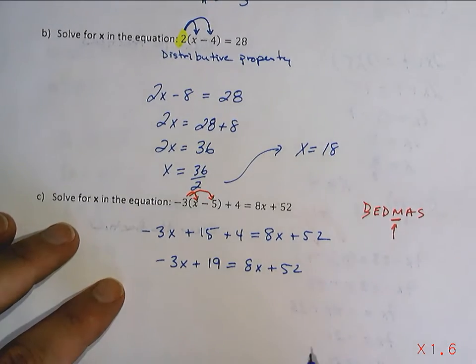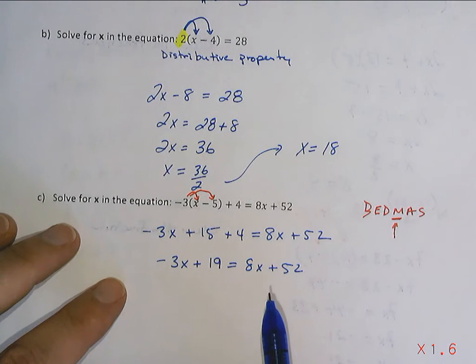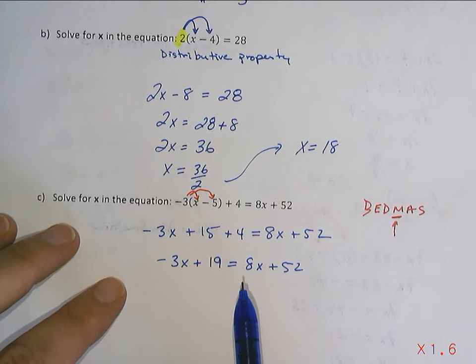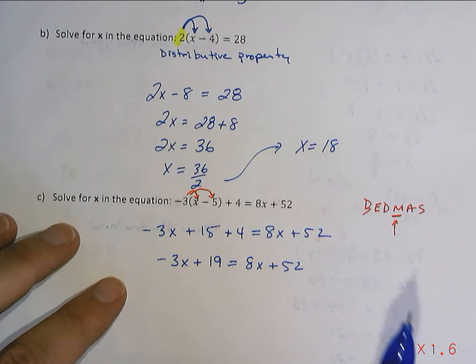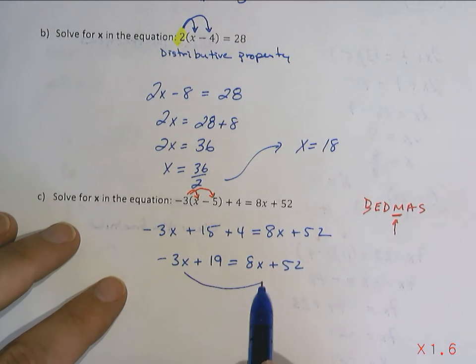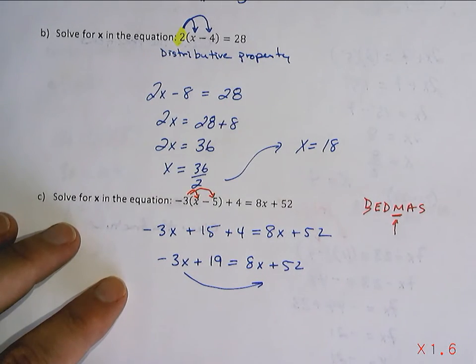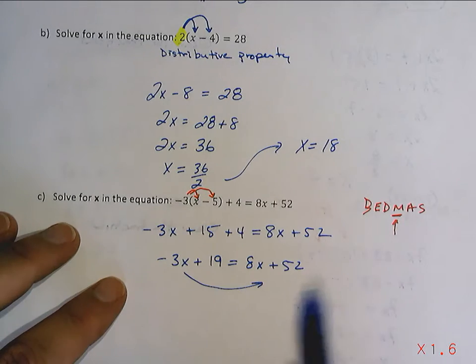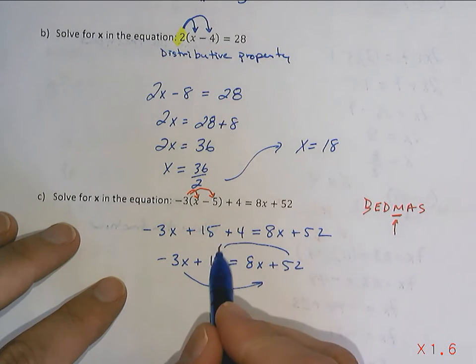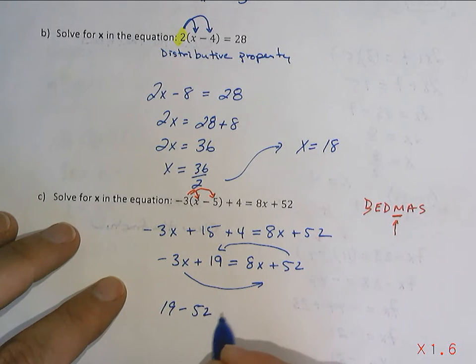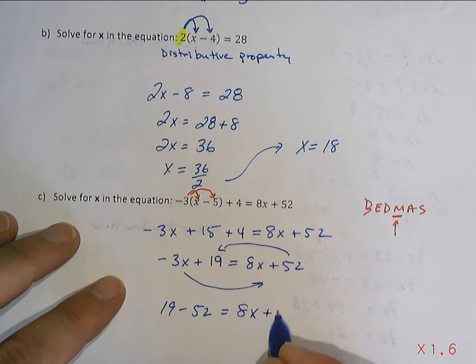Well, I want to get all the numbers on one side and all the letters on another. It doesn't really matter which side is which, but I like to make sure all of my variables are positive. It makes my life easier later on. So I'm actually going to move the negative 3x over here. That's going to make it positive, and it's going to go with a positive 8. I'm going to move my 52 over here. So this is what I'm going to end up with. Positive 19 minus 52 equals 8x plus 3x.